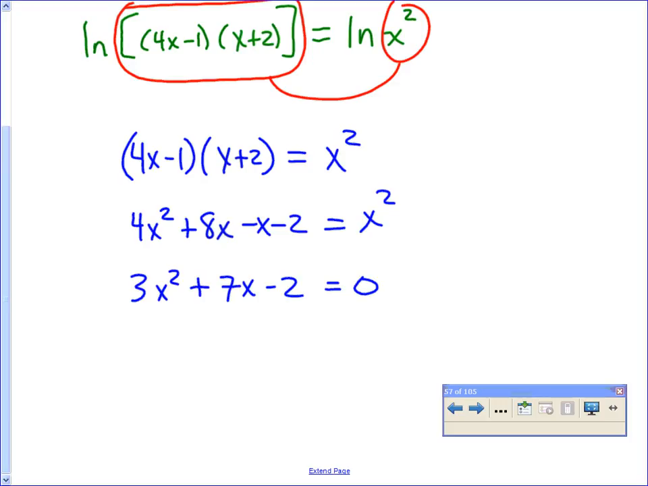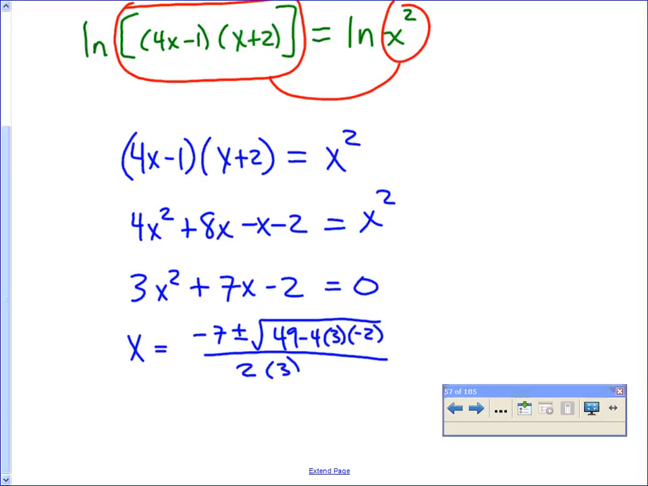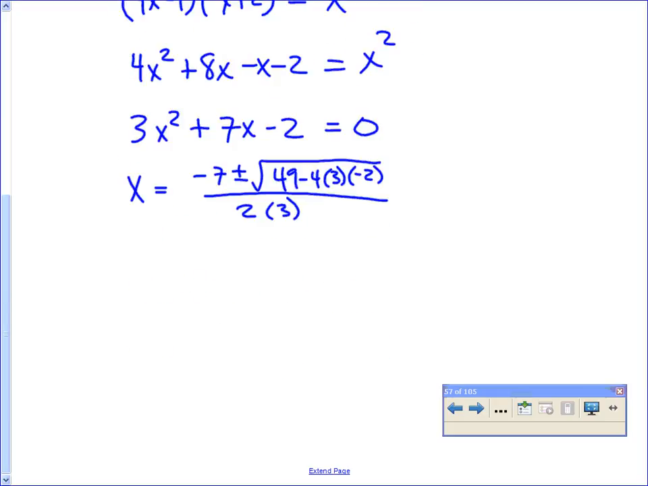All right, a quick look at it and you realize that it cannot be factored. And so if it can't be factored, then I'm going to use the quadratic formula. So we've got negative b plus or minus the square root of b squared minus 4 times a times c, over 2a. Okay, end up with that. Simplify and we get negative 7 plus or minus the square root of 73 over 6.